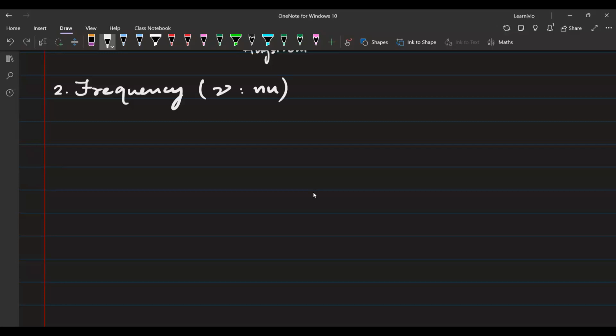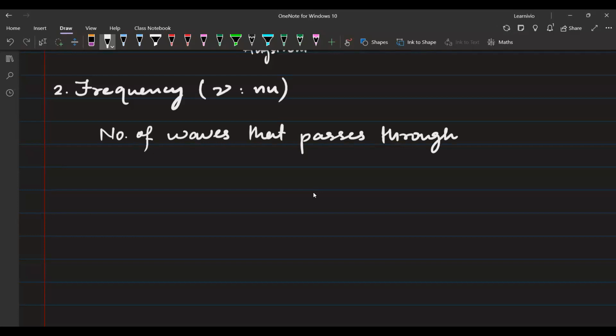Write it like this. And what is frequency? Please write with me. Number of waves that passes through a given point in 1 second. In 1 second. Okay, that is called the frequency of a wave.